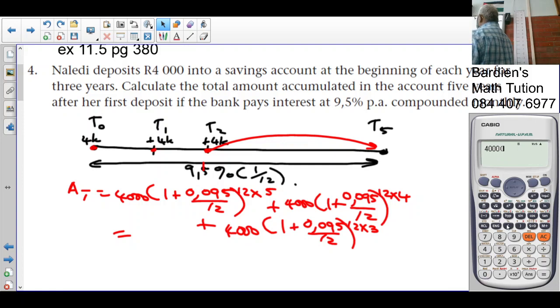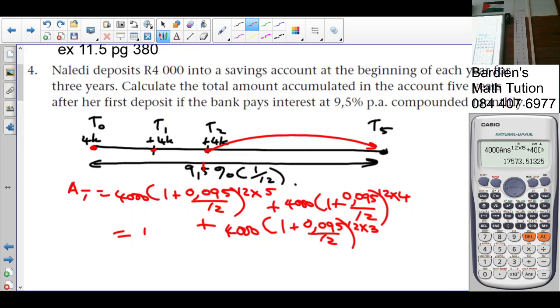So I say 4,000 into answer, the exponent 12 times 5, which is 60, plus 4,000 answer exponent 12 times 4, which is 48. Then plus 4,000 answer, exponent 36, so 12 times 3. Is that correct? Right. It's 70,573.51.